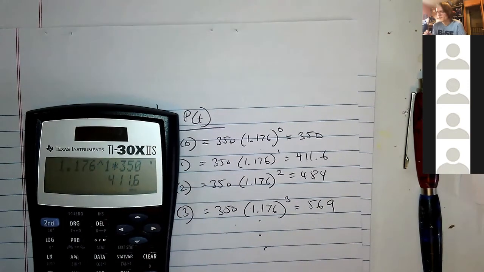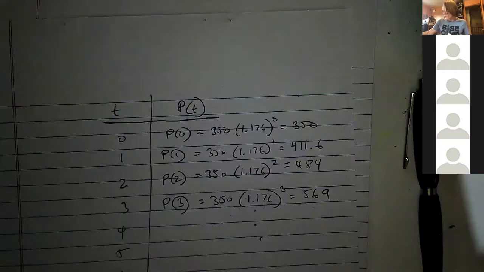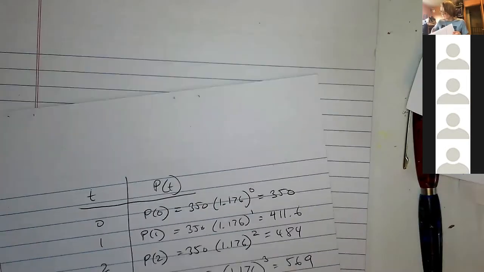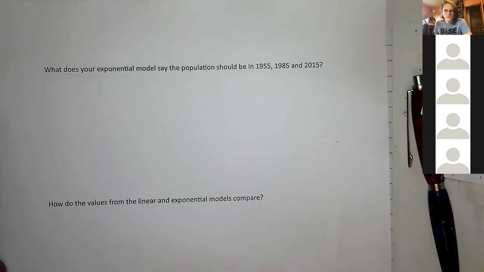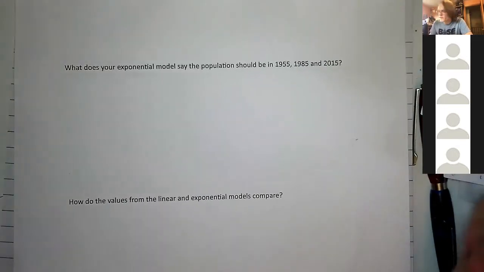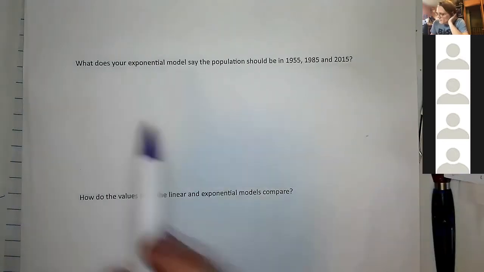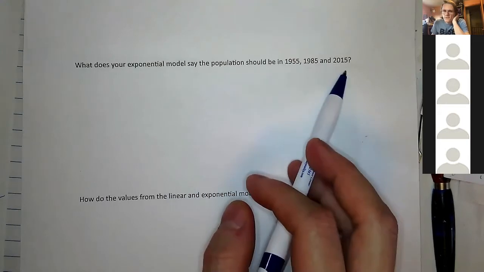All right. Any other questions with the computation? No? All right. Let me know if you have any issues with that. But there's more to this. Let me move this stuff over here. The last part is just a bunch of questions to analyze what you found. It's kind of like the physics labs, if you took physics in high school. But what does your exponential model say the population should be in 55, 85, and 15?